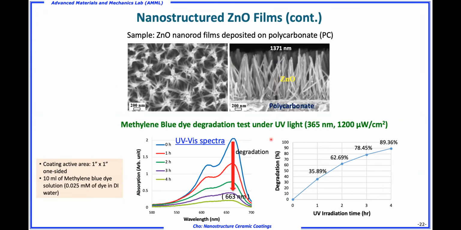So in order to get some more quantitative data, we also did this methylene blue dye degradation test with the UV-Vis spectra. Basically, some dose of the sample is inserted into the methylene blue dye solution. Then every 1 hour, 2 hours, 3 hours, 4 hours, you take this dye solution and get the UV-Vis absorption spectra. For the methylene blue dye, there is a characteristic absorption occurring at 663 nanometers.